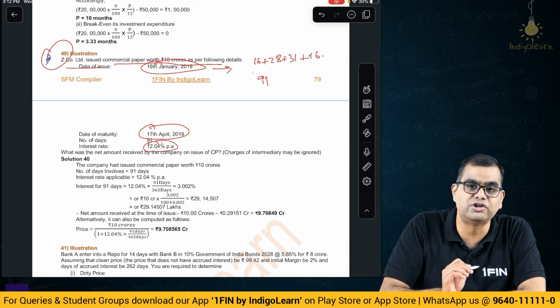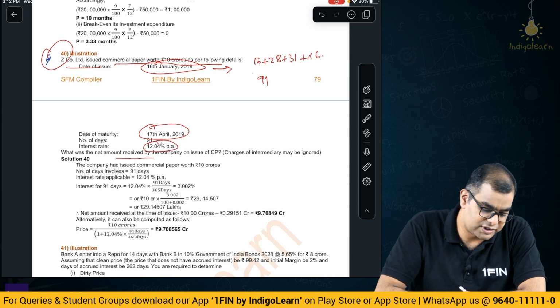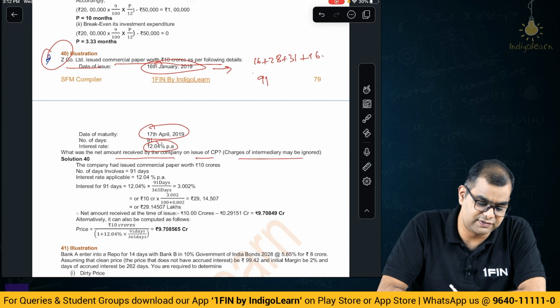Interest rate is 12.04%. What is the net amount received by the company on issue of the CP? Charges of the intermediary may be ignored.